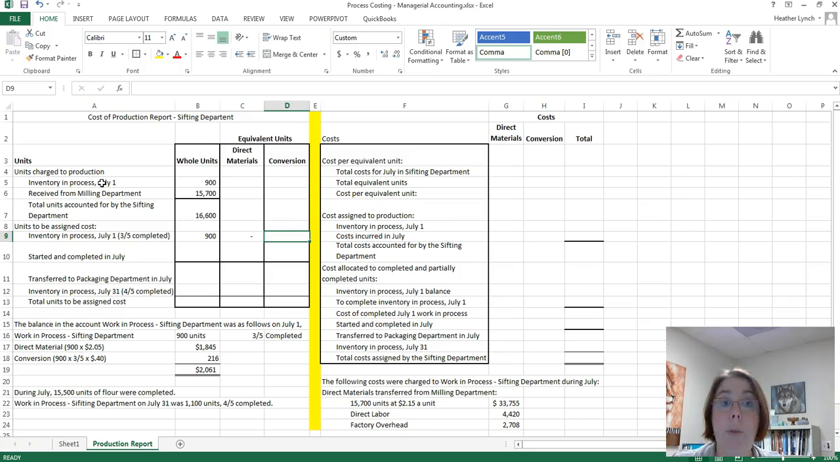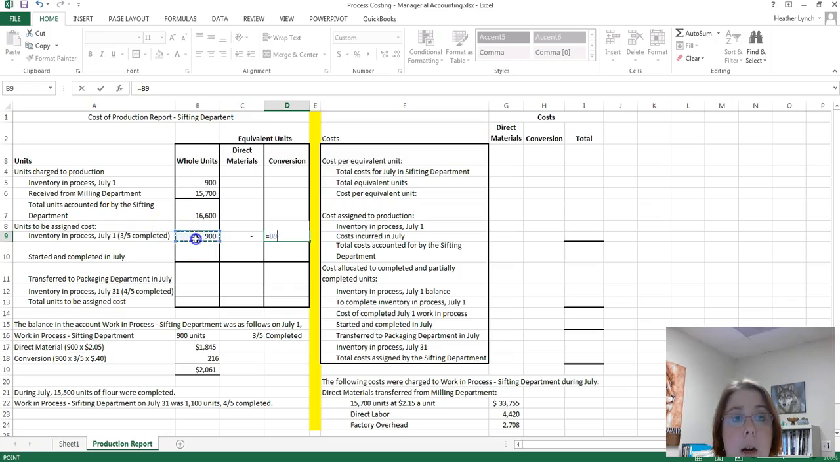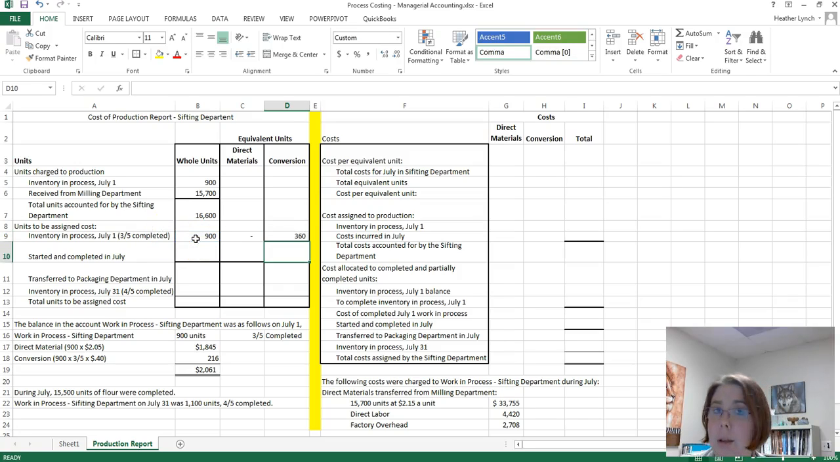On the conversion, it was 3/5 completed for us. We need to do an additional 2/5 of those 900 units. So we take our 900 times 2/5, because 3/5 plus 2/5 gives us 1. So then we have 360 units.